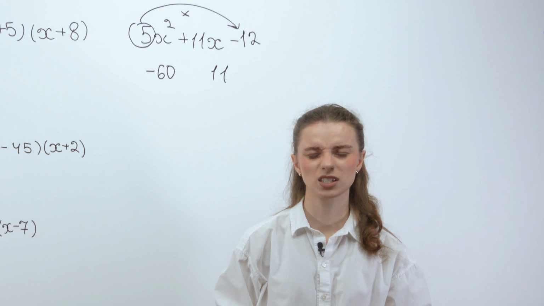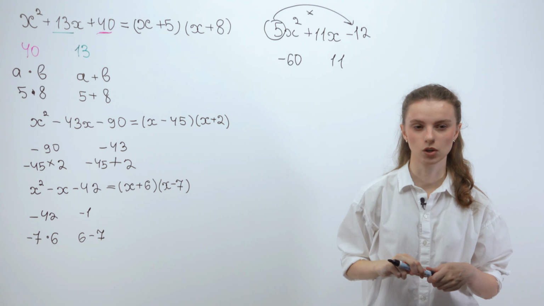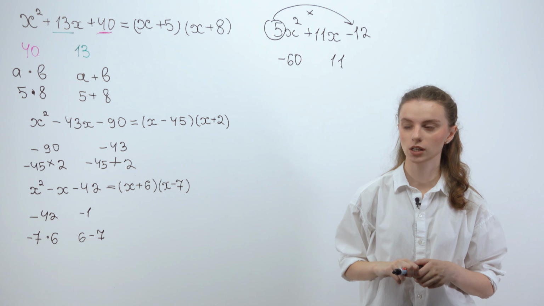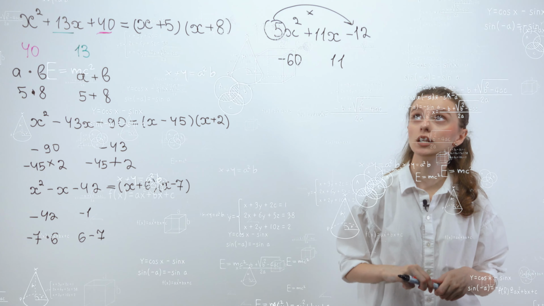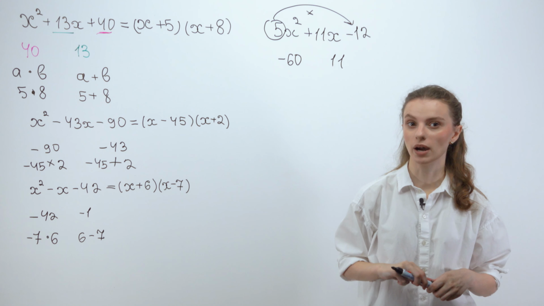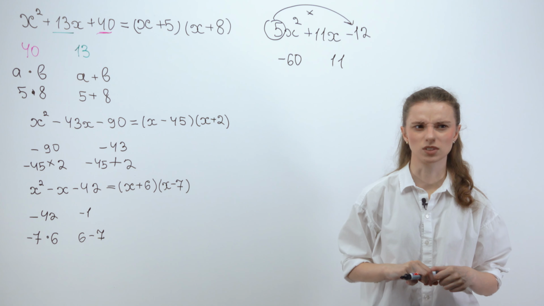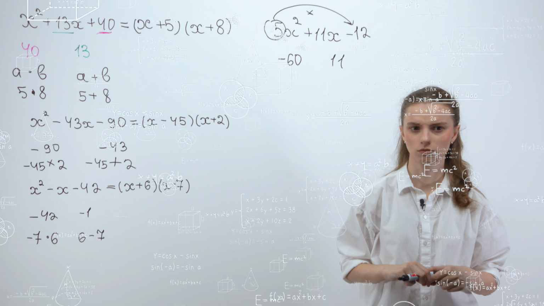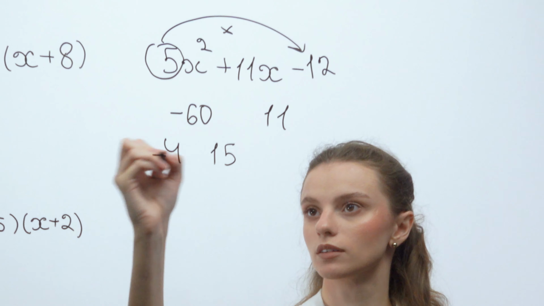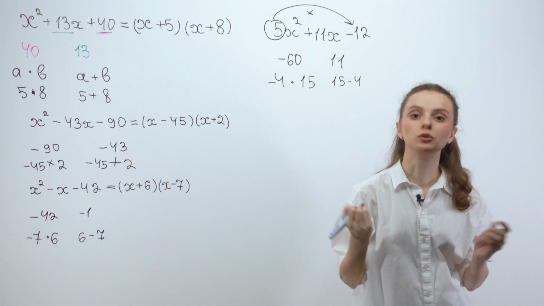Okay, 11, 60. 60 divided by 2? That will be 30, no. Okay, 60 divided by 3? No. 60 divided by 4? Yes. 60 divided by 4, anyone knows? 15. Yes. 4 and 15. Which one is going to be negative? Because here we need to get negative 60. Negative 4, because here the number is positive. And we're not done yet.